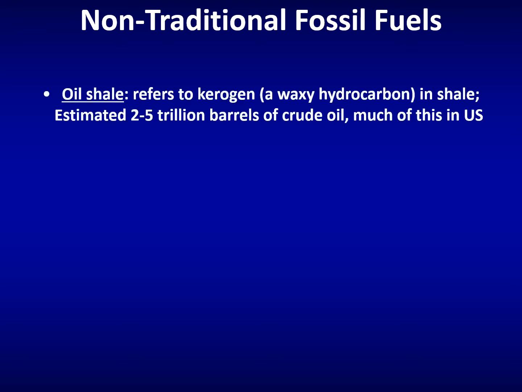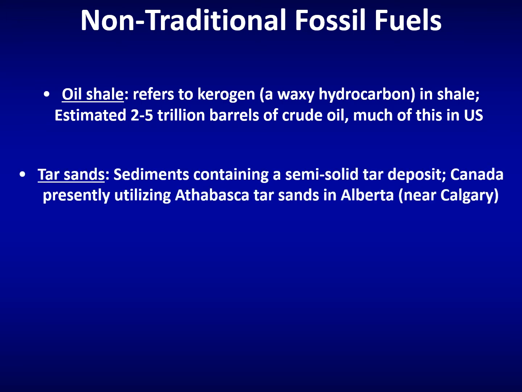Now, aside from coal and oil, there are three specific non-traditional fossil fuels that I want to talk about. We have oil, petroleum, natural gas, and coal that we currently use now, but there are others as well. Oil shale was not referred to in some of the proven reserves of oil, but oil shale refers to kerogen, which is a waxy hydrocarbon in shale, and we have a lot of that stuff around. Much of it actually is in the U.S., estimated at 2 to 5 trillion barrels.